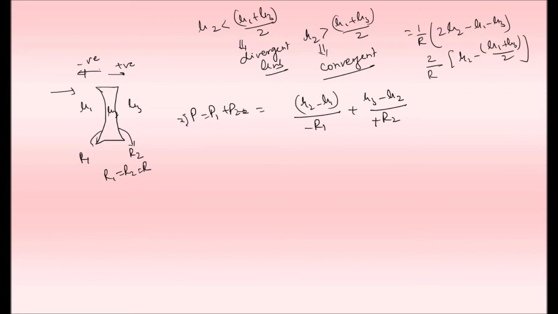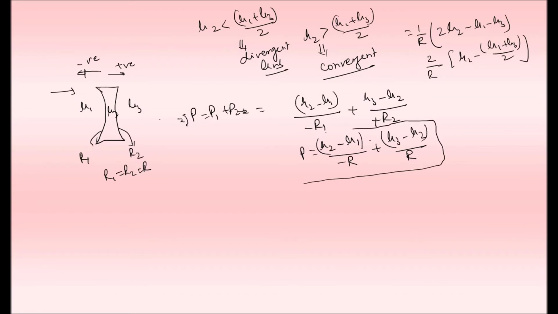Sorry, it's plus r2 because this direction is taken to be positive. So it's (mu2 minus mu1) divided by minus r, plus (mu3 minus mu2) divided by r. So based on this condition, if it comes with a negative sign, then it will work as a divergent lens. If it comes with a positive sign, then this lens will change to a convergent lens.